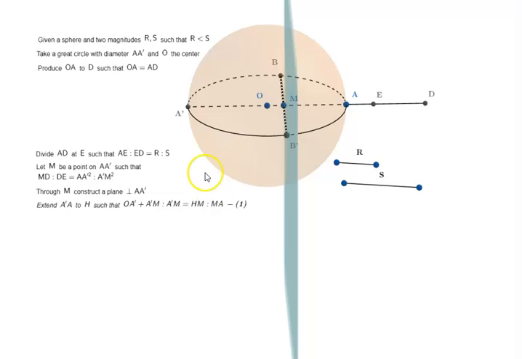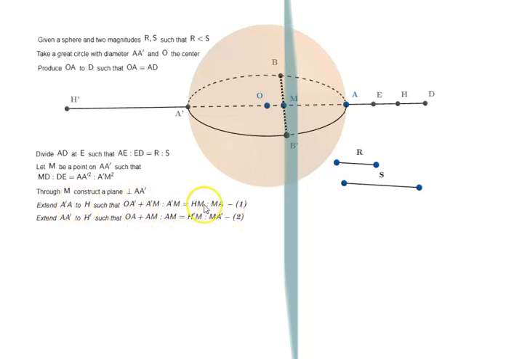Now, extend A prime A to H such that OA prime plus A prime M is to A prime M is equal to HM is to MA. And now similarly extend AA prime to H prime such that OA plus AM is to AM is equal to H prime M is to MA prime.